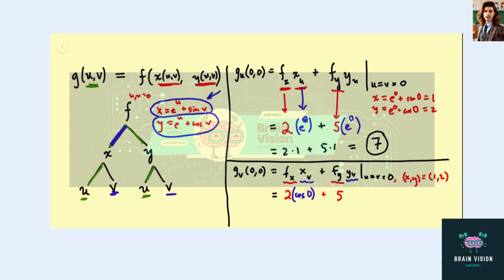And finally, y partial v, let's look here. Same deal, e to the u plus cosine v. The derivative of that with respect to v is just minus sine v. And again, v is 0. So we get, let's see, 2 times cosine 0, which is 1, so this is 2. 5 times, well, sine of 0 is 0, so that will just be 0. And 2 is our final answer here. Hopefully this helped.